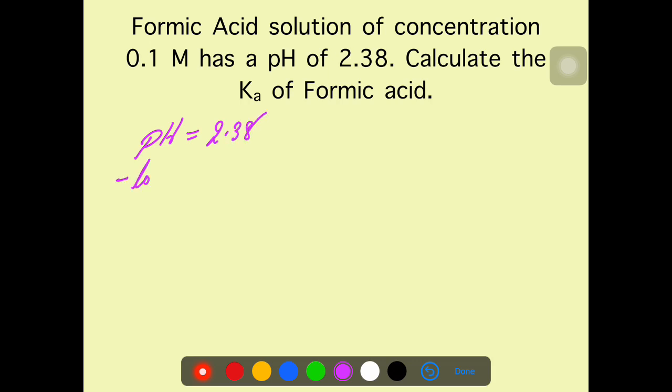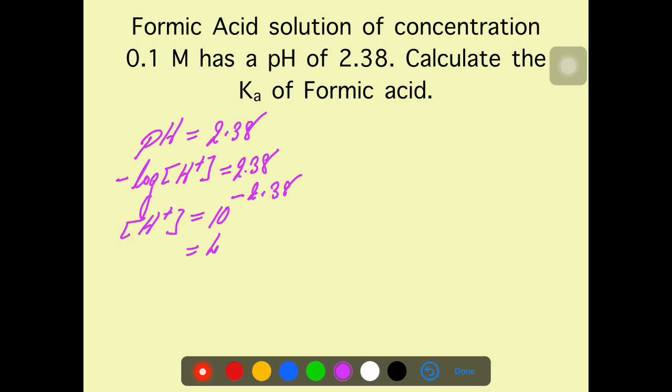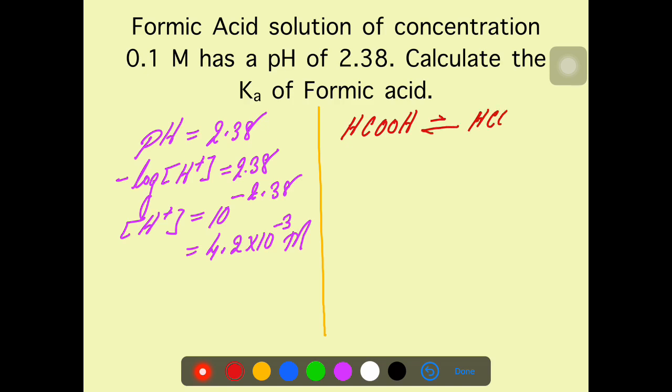The pH is given to us as 2.38, and if we know the pH, we can easily calculate the H plus ion concentration using the formula for pH. So H plus ion concentration will be 10 to the power minus 2.38, which is equal to 4.2 into 10 raised to minus 3 moles per decimeter cube. Now let's write down the dissociation reaction for formic acid. By the way, formic acid is also called methanoic acid and is quite a weak acid.